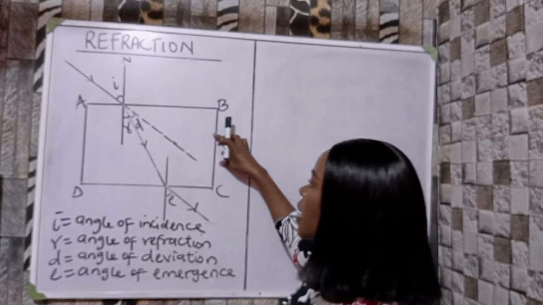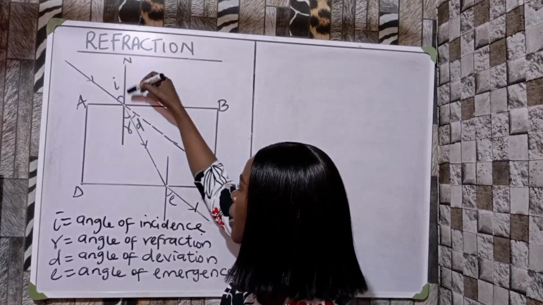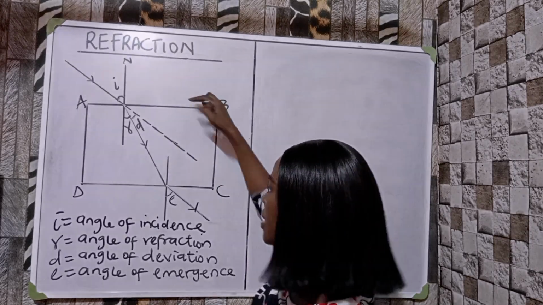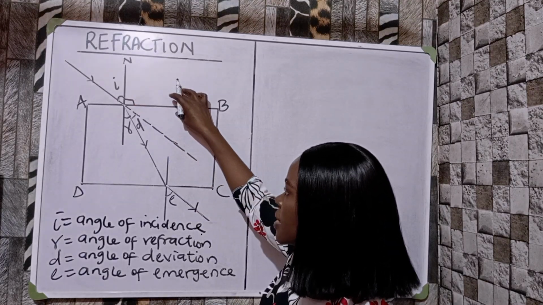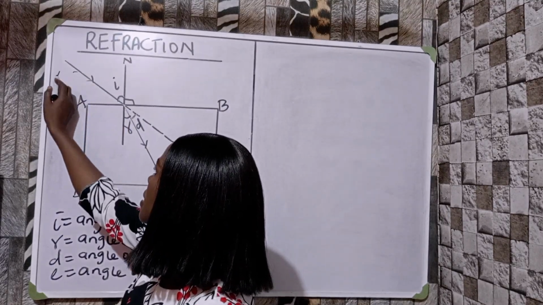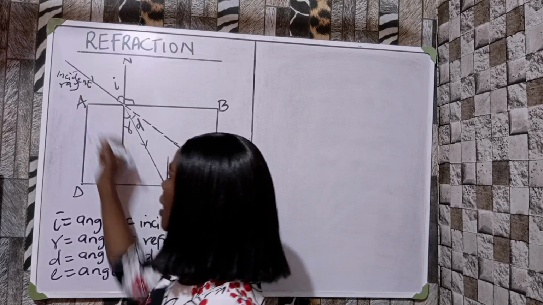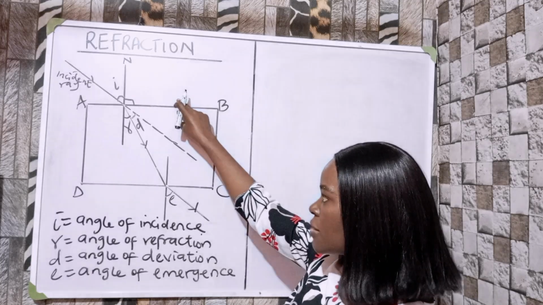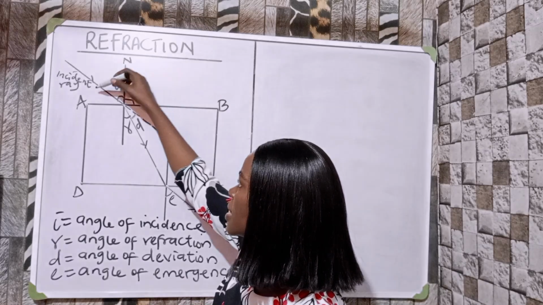Okay, so let's look at a rectangular glass block and explain the concept of refraction. Now, this is a rectangular glass block ABCD. This is a normal. A normal is a line perpendicular to this surface, which means it is at a right angle, that is 90 degrees. Now this is the incident ray. A ray of light that is moving towards the glass block is said to be incident.